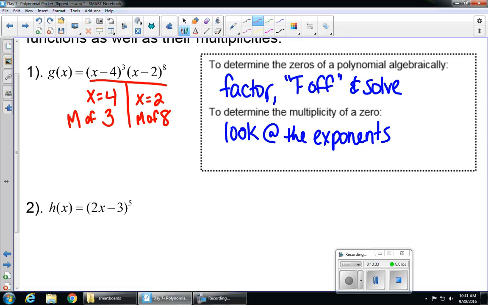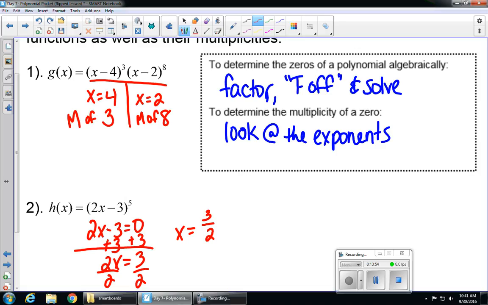So pause the video, try number 2 on your own, and then hit play to check your answer. So for this one, I'm setting it equal to 0. We have to do a little bit of solving. So I'm going to get x equals 3/2, which is my 0. And the multiplicity is going to match the exponent. So it's a multiplicity of 5.